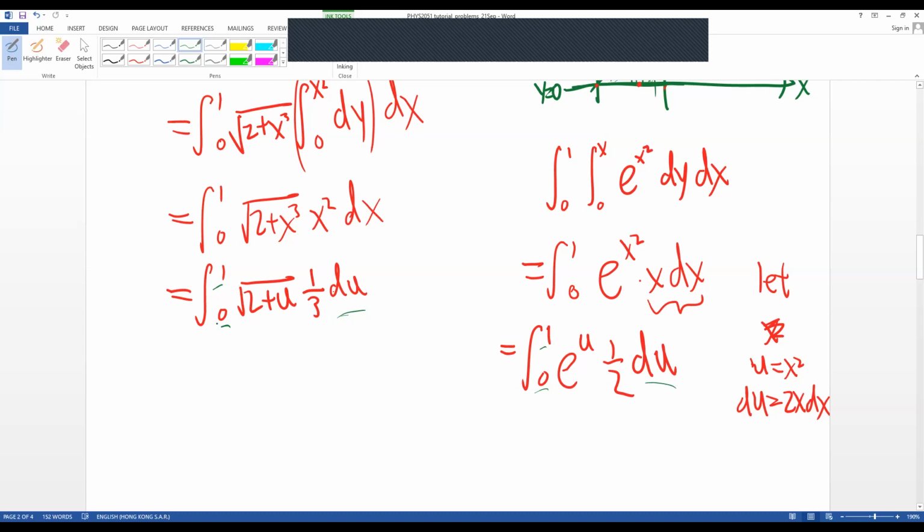But similarly here, when x is 0, u is 0. And when x is 1, 1 cube is also 1. So that's why I did not need to worry about changing the limit here. But you understand that in general, you should pay attention to whether you need to change the limit. So this is the end of the tutorial, well, the first two tutorial problems.